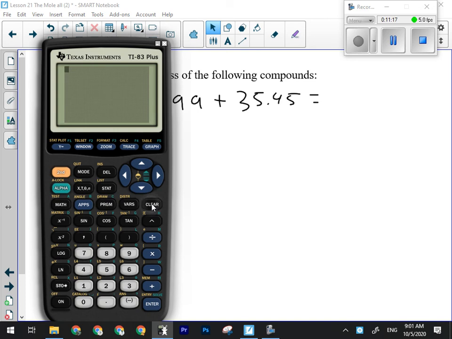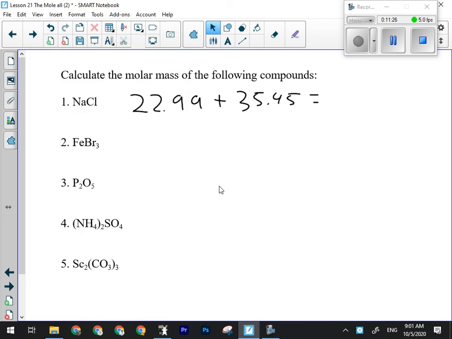Okay, so we've got 22.99 plus 35.45. All right, so our molar mass is 58.44 grams per mole. Okay, how important are units?